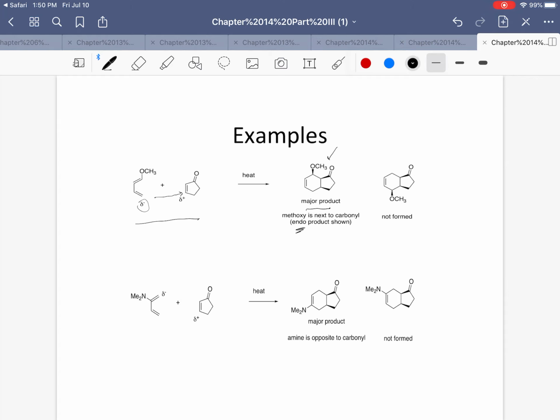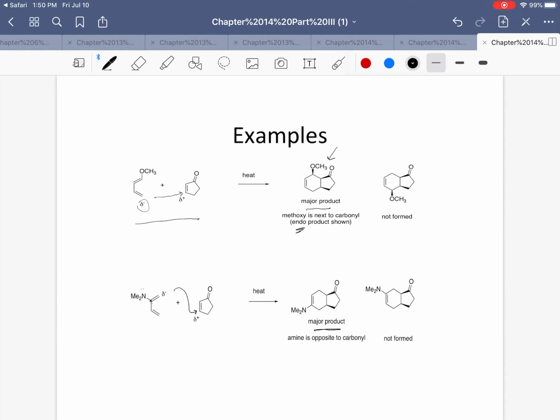If the substituent's on 2, the electron donating substituent, then that means carbon 1 is more electron rich, so that's the one that's going to add to the beta carbon of the dienophile, and the product on the left is going to be my major product, not the one on the right. So that's all we're going to cover with the Diels-Alder reaction.